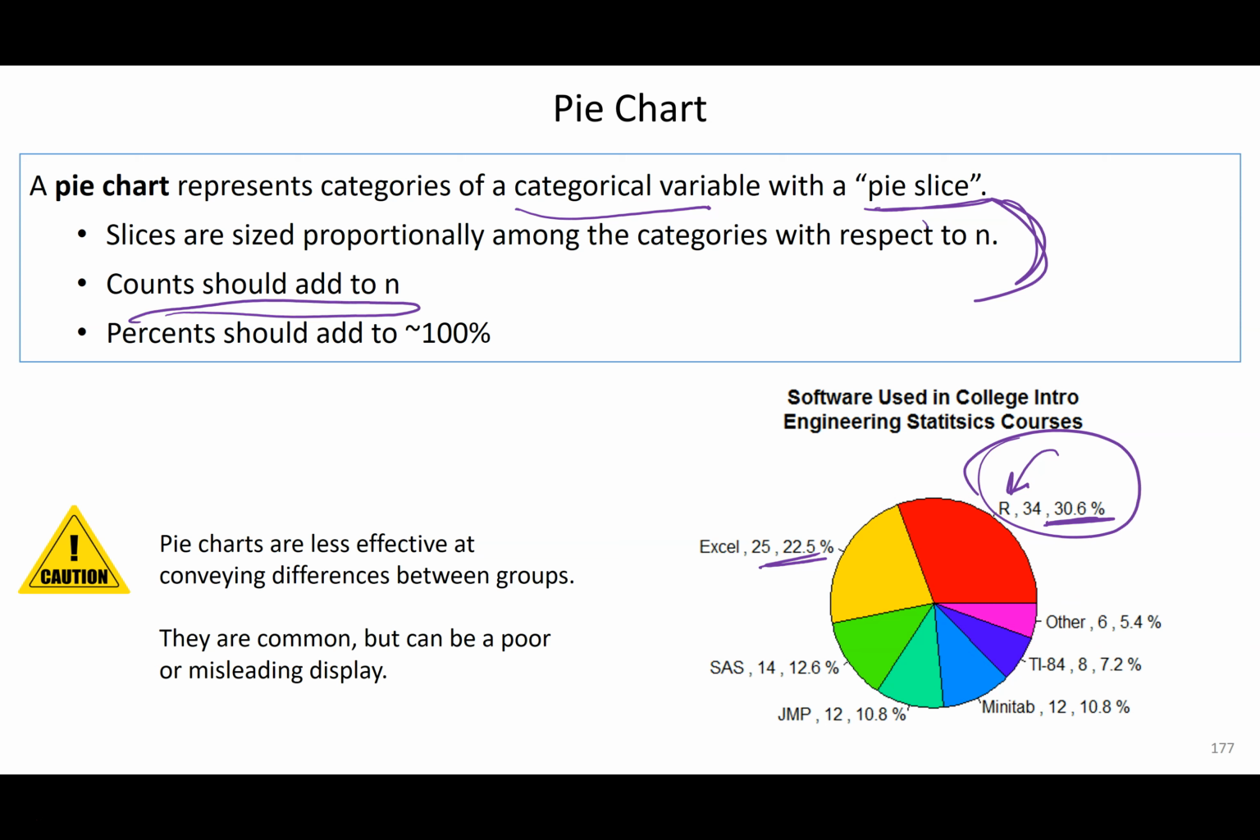The counts, if you have them by counts, should add to the sample size. So if I add all these counts together, I should get 111. The percents should add to roughly 100%. So like I said before, depends on your rounding. Maybe it won't be exactly, but if you had the percents with no rounding whatsoever, they would absolutely add to 100%.